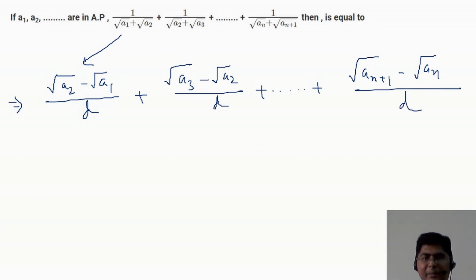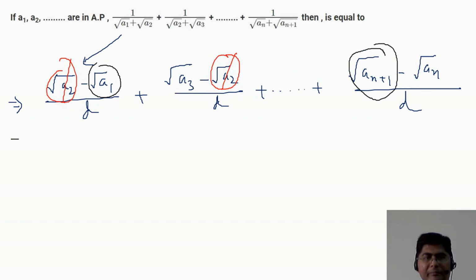Now can you see a similarity here? Look, this is root over a2, this is root over a2. So this will cancel. In the same way, root over a3 will be cancelled with the next term. So two terms will remain here. One, this is, and this is. These two terms will only remain here. So after final calculations, we will have root over a n plus 1 minus root over a1, and then we have a d.